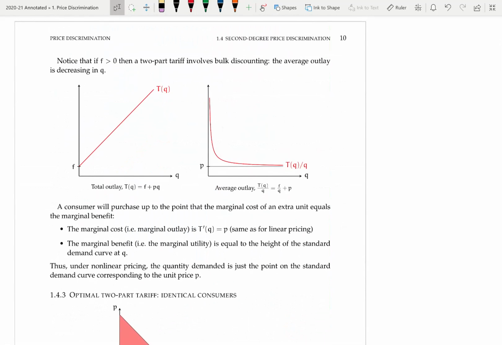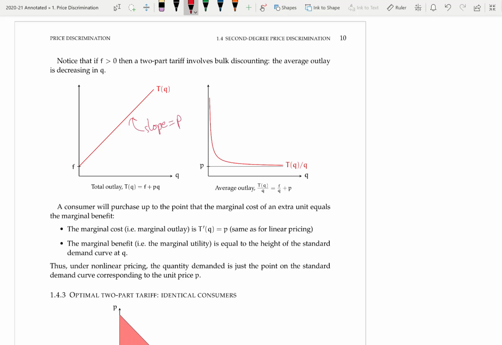Now, one thing to notice about a two-part tariff is that the higher the quantity, the lower the average price. Think of that example with Gulliver's. As someone goes on more and more rides, they're paying less and less per ride because that flat fee is spread over more rides. This is the case also when the price P is positive. So here we have two diagrams. In this diagram we have the total outlay function, which is just the access fee plus the price times the quantity. The access fee here is the intercept. When Q is 0, this line is at F. And the slope of this line is equal to the per unit price.